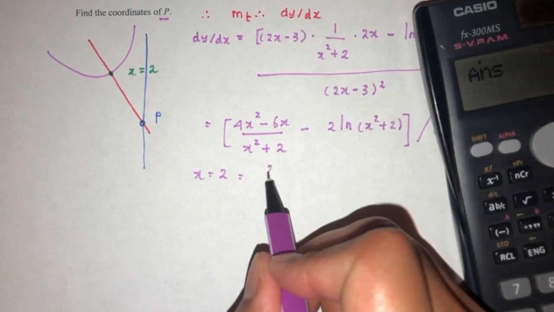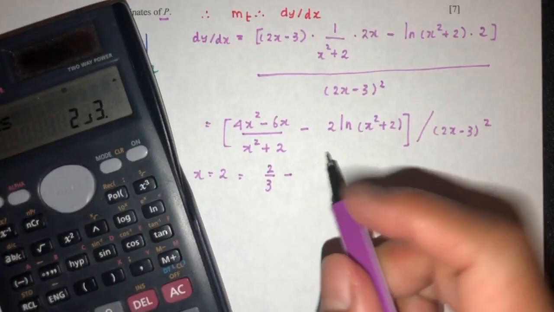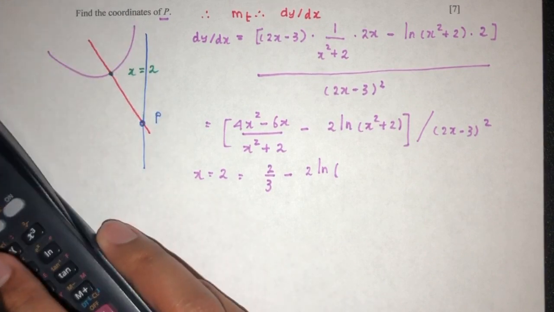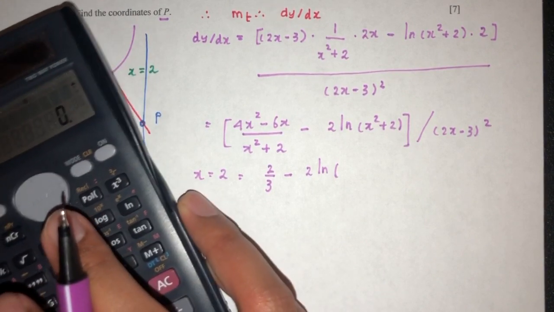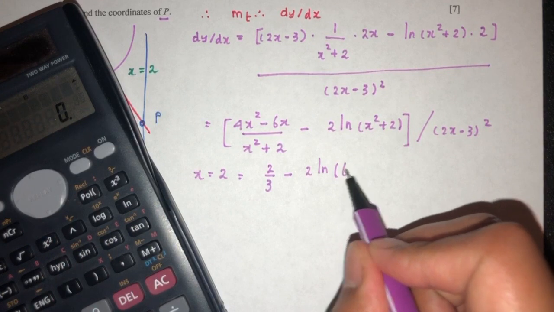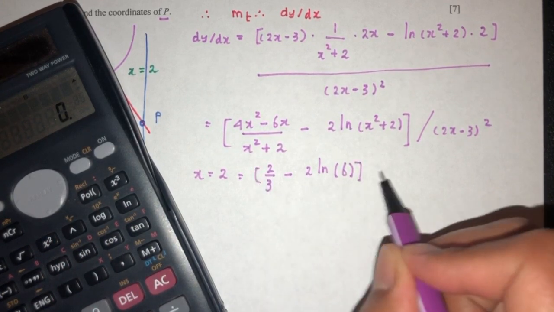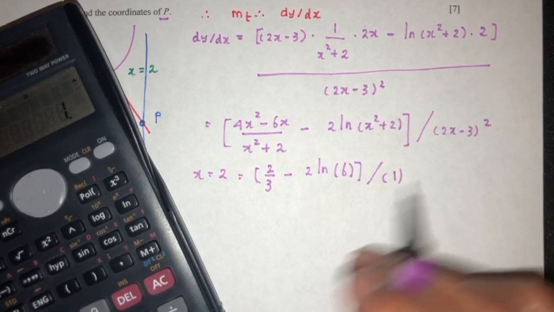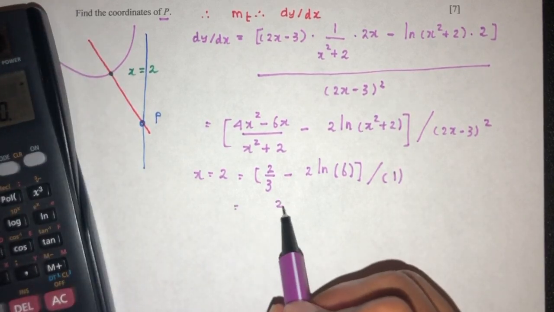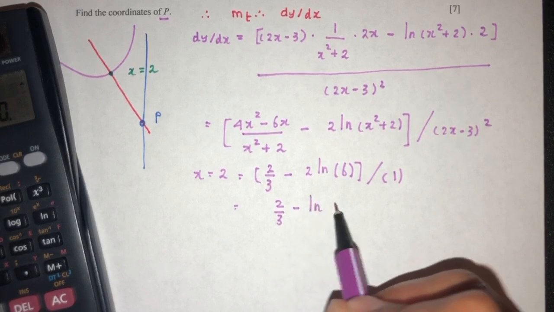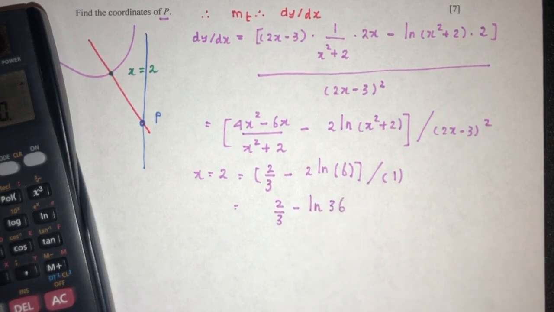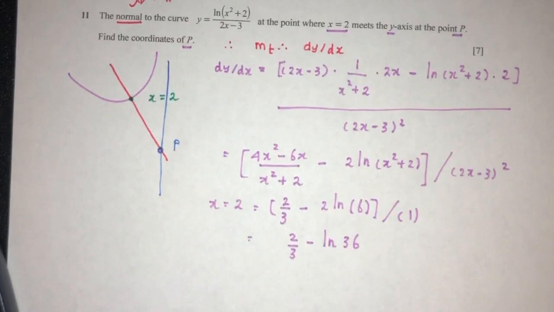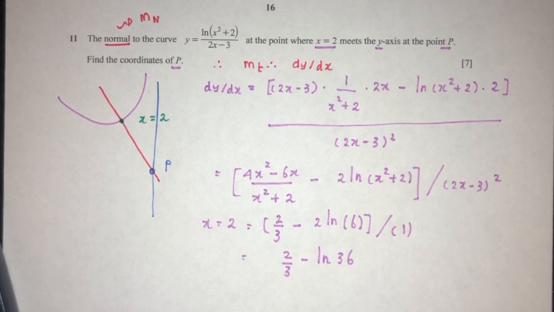That will be 2 over 3 over here, minus 2 ln of, that will be what? 2 squared is 4 plus 2 is 6. And all that divided by what? Divided by 2 times 2 minus 1, that will be just 1. So this doesn't matter here. So we have 2 over 3 minus ln of 36 for the value of dy by dx, which is the gradient of the tangent.